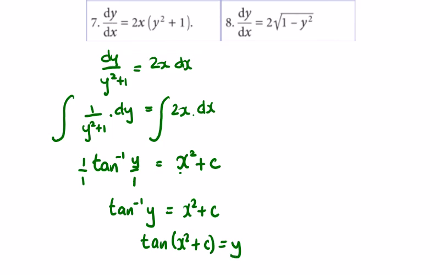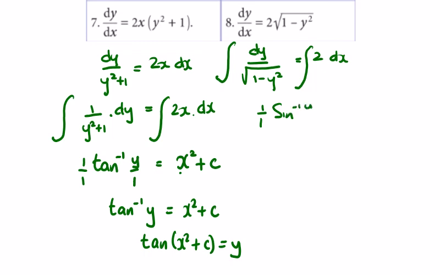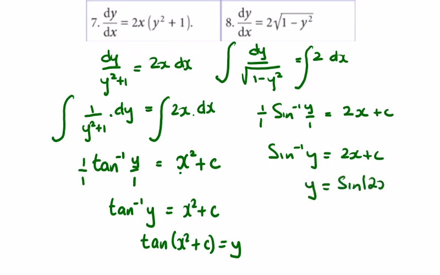Then finally, number 8. If we divide by the square root of 1 minus y squared, we get the inverse sine, which is equal to 2 dx. If we integrate these, we're going to get 1 over 1 times the inverse sine of y over 1 is equal to 2x. So we're going to get the inverse sine. Don't forget your c. The inverse sine of y is 2x plus c. So y must be equal to the sine of 2x plus c.